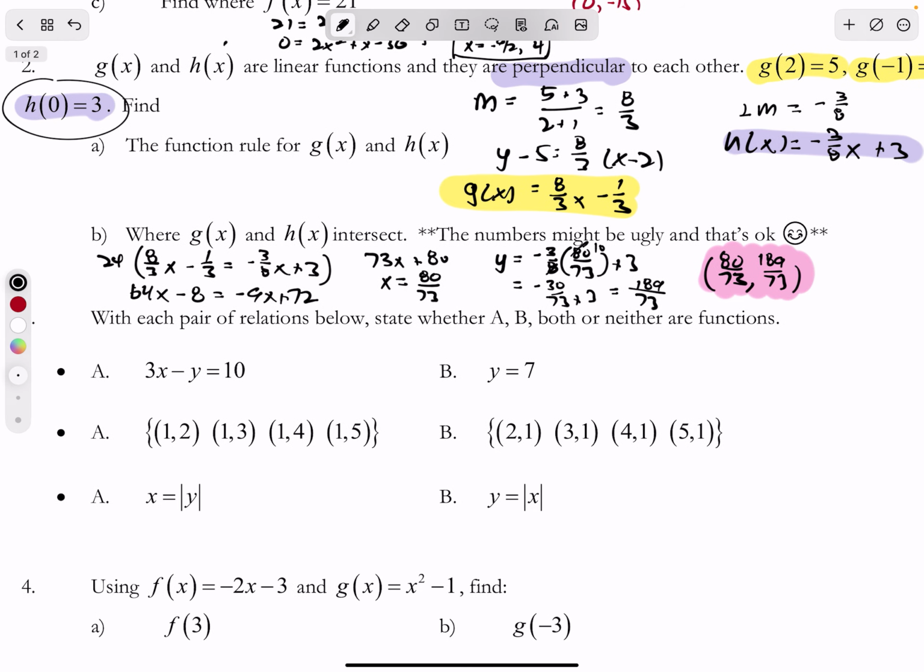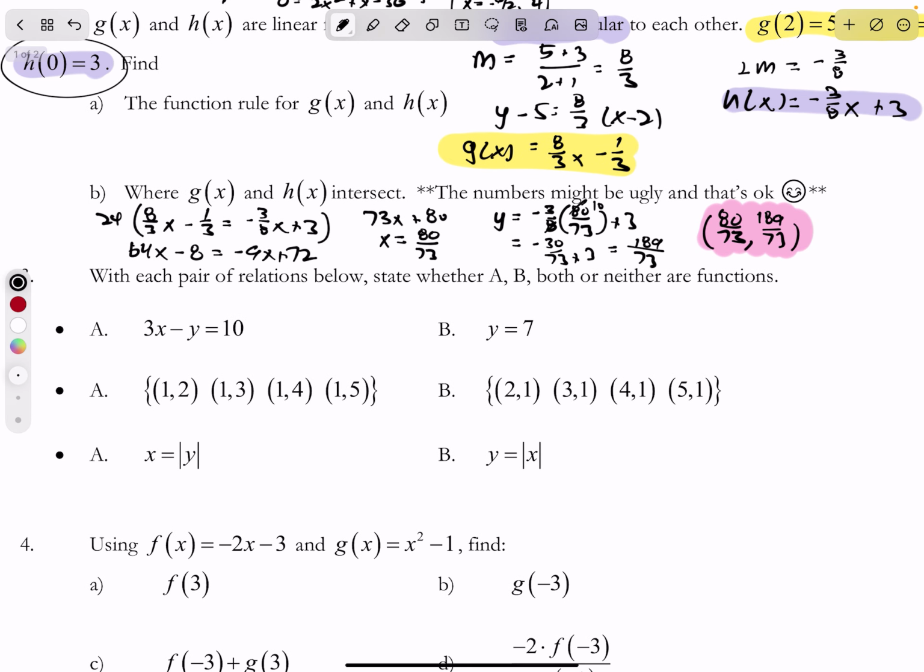Okay, number 3. In each pair of relations is A or B, or both or neither, are they functions? Well, number 1, I'm going to highlight the ones that are. I'm going to use a pen for now. This equation here is just a line in standard form. It's a slanted line, so it's a function. It passes the vertical line test.